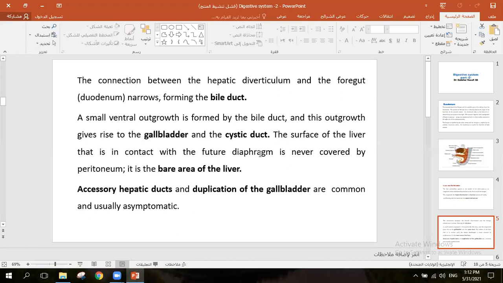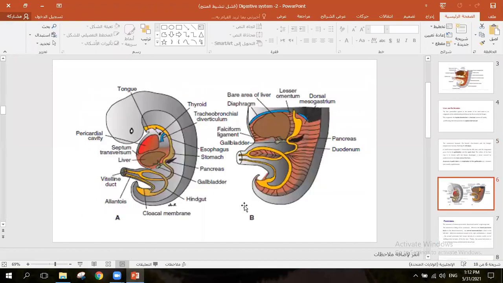The surface of the liver in contact with the future diaphragm is never covered by the peritoneum, and this is called the bare area of the liver. Abnormalities related to the liver bud are accessory hepatic ducts and duplication of the gallbladder; these are common and are usually asymptomatic.